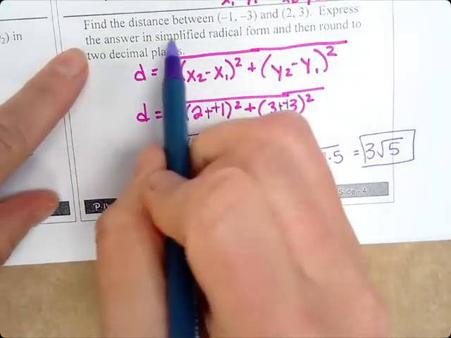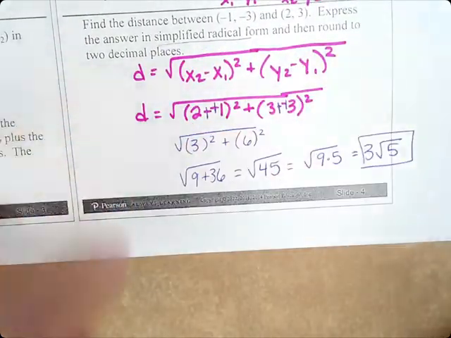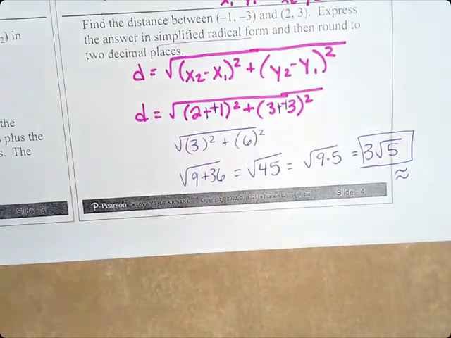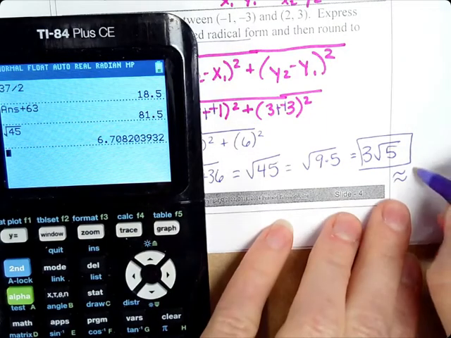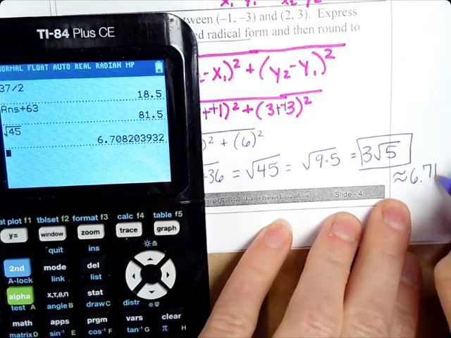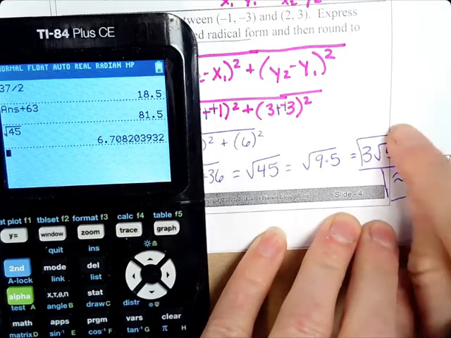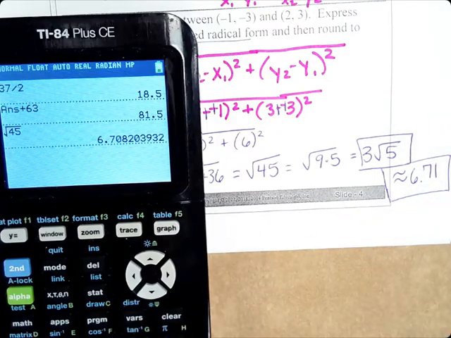So it says find the simplified radical form and then round to 2 decimal places. So the square root of 45 would be 6.71. So we have the exact and the approximate answers. So that is our distance.